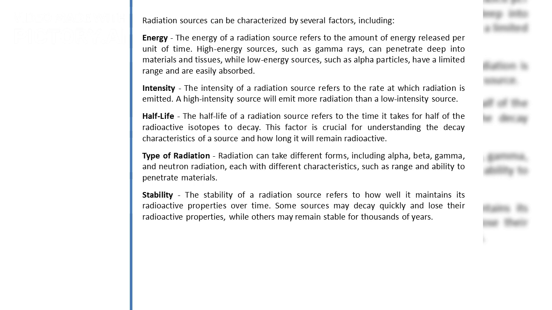The half-life of a radiation source refers to the time it takes for half of the radioactive isotopes to decay. This factor is crucial for understanding the decay characteristics of a source and how long it will remain radioactive. Radiation can take different forms, including alpha, beta, gamma, and neutron radiation, each with different characteristics, such as range and ability to penetrate materials. The stability of a radiation source refers to how well it maintains its radioactive properties over time. Some sources may decay quickly and lose their radioactive properties, while others may remain stable for thousands of years.